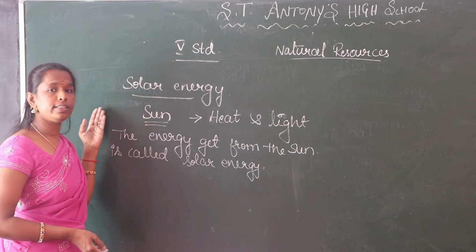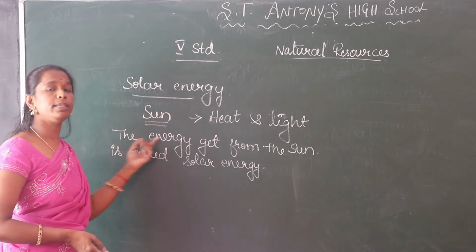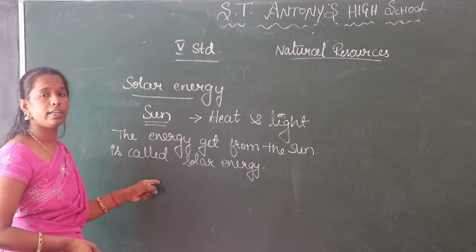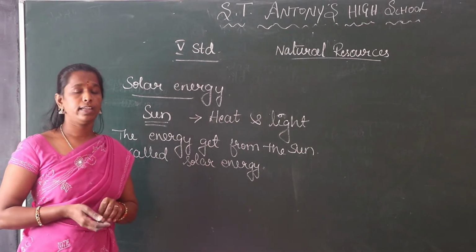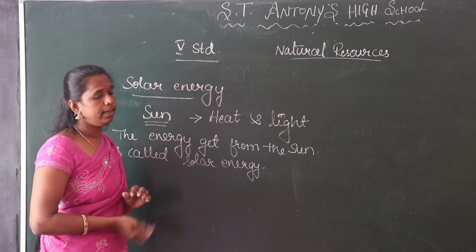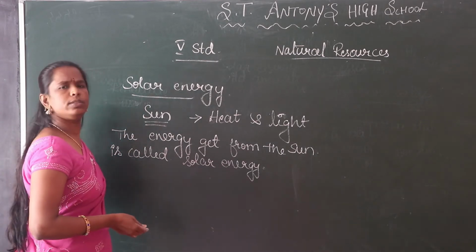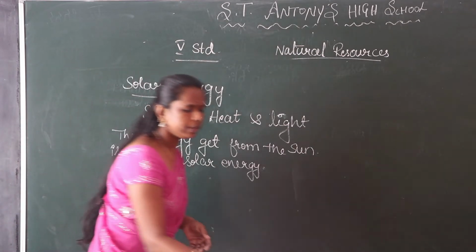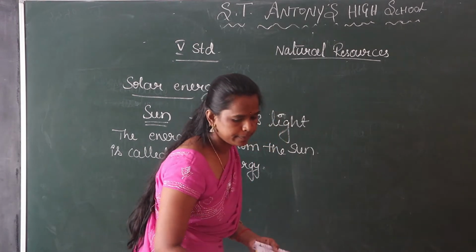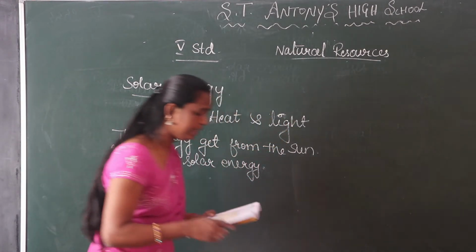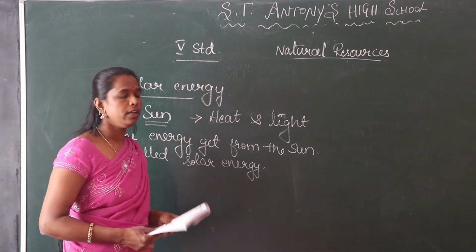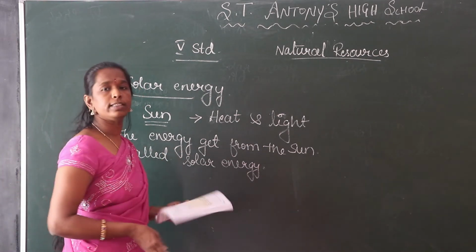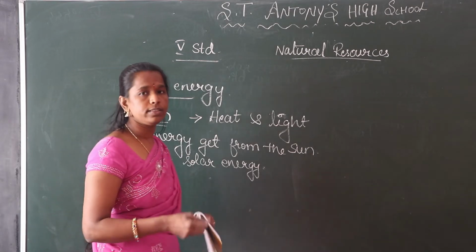Children, solar energy means the energy we get from the sun. The sun gives us heat and light. Now, some of the uses of solar energy. Open your textbook, page 63. You have to fill in the activities done using solar energy. After that we will discuss some uses.